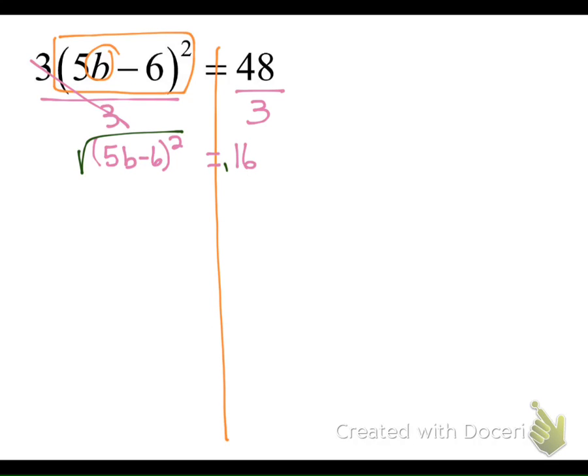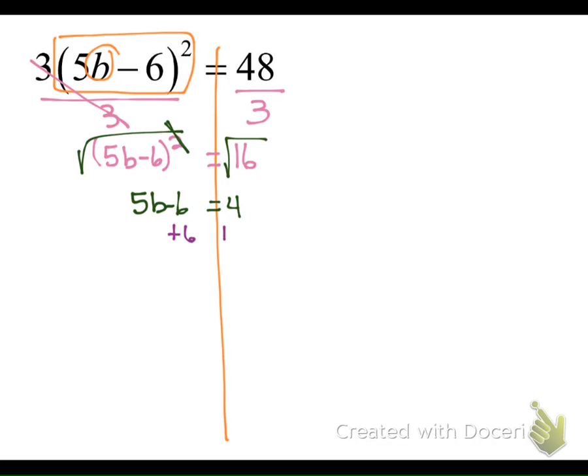So you already have the square there. So the square and square root cancel. So I'm going to go ahead and bring down the 5b minus 6. And then what's the square root of 16? 4. It would be 4. And then my last step is going to be, what's my last step every single time? Solve as usual. So how do I solve as usual here? Anybody know? Get rid of that 6. How do I do that?